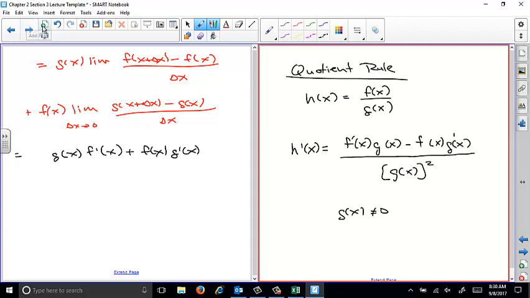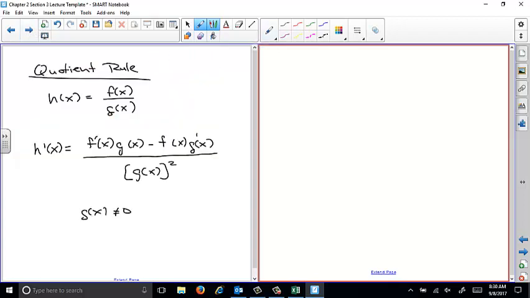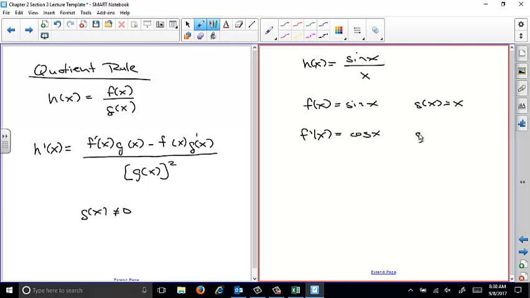So let's use the same two functions that we just looked at. Let's say h of x equals the sine of x divided by x. So I'll let f of x equal the sine of x, g of x equal x, f prime of x equals cosine of x, g prime of x equals 1. Again, this is using the formula that we know. This is using the power rule. We just plug them into the formula.